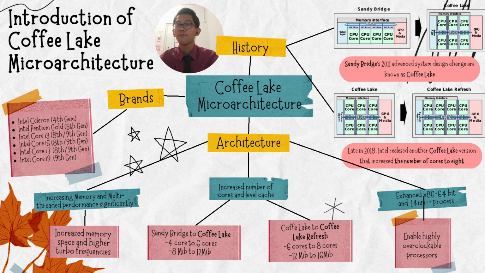Brands that have Coffee Lake are Intel Celeron, Intel Platinum, Intel i3, i5, i7 until i9 that we are discussing right now. Coffee Lake increases memory space and has high turbo frequency and enables a highly overclocked process.